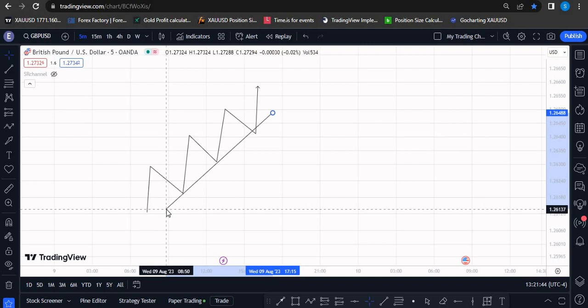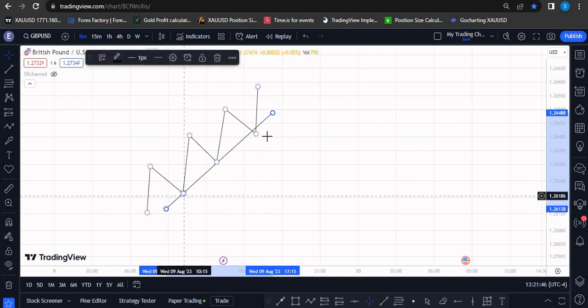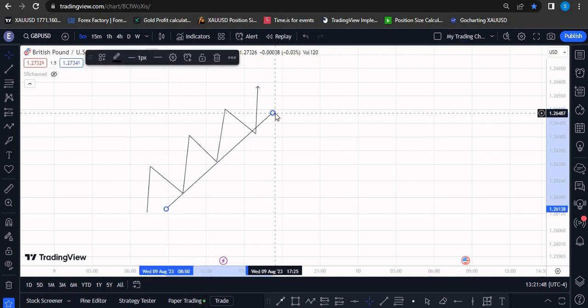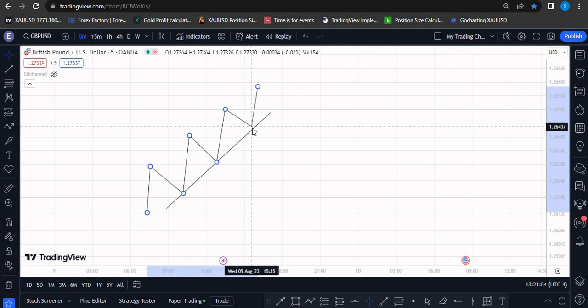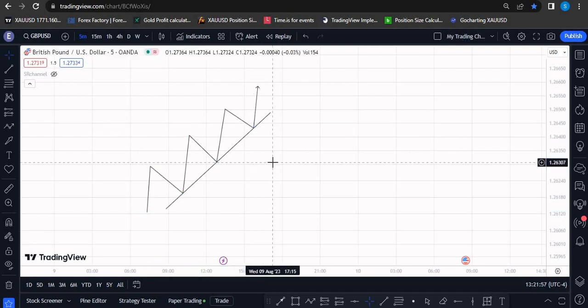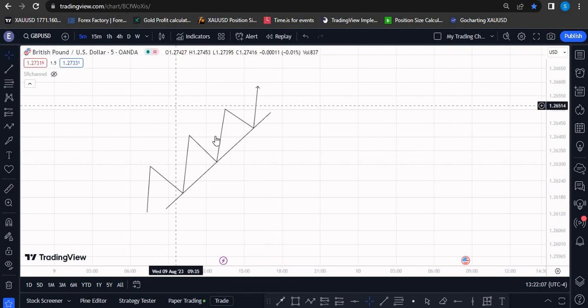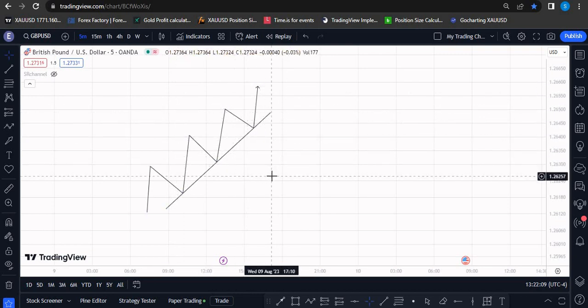Now, if you want to use your trend line, you have to make sure that the trend line touches the wicks, not the candles. If you touch the wick, this gives you a high probability that this is a clear trend line. So you can see now this is a trend line in an uptrend.